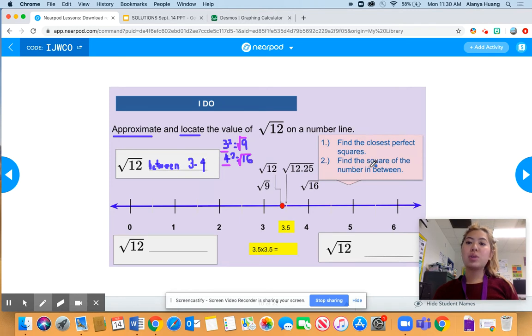And so step 2 was to find the square of the number in between. A number in between 3 and 4 is 3.5. That's halfway in between. So we have to figure out what 3.5 squared is. 3.5 squared is 12.25. So that means that the square root of 12.25 is 3.5. We're trying to figure out the square root of 12, so we know that it's actually going to be less than 3.5.